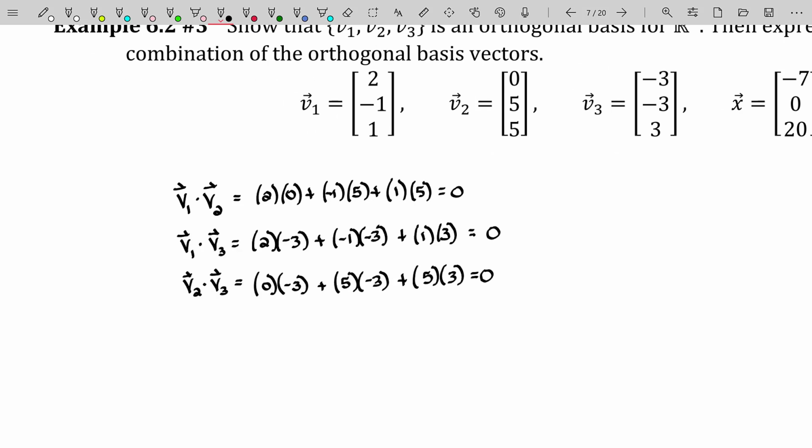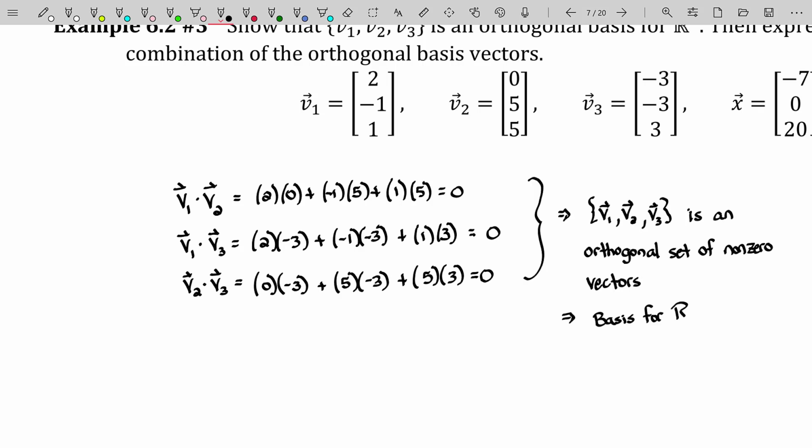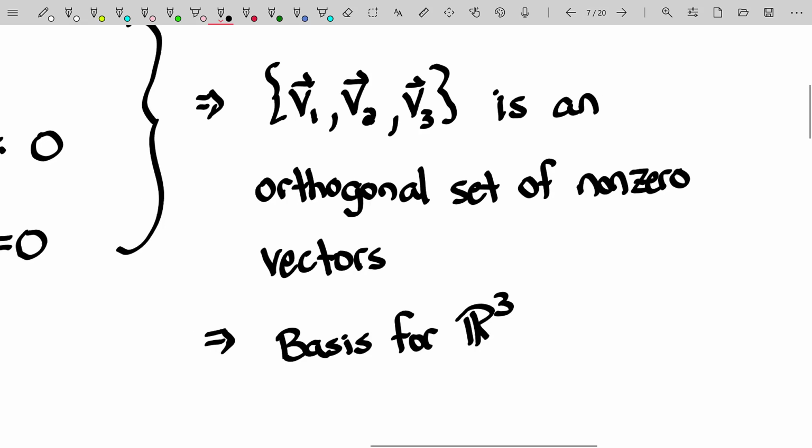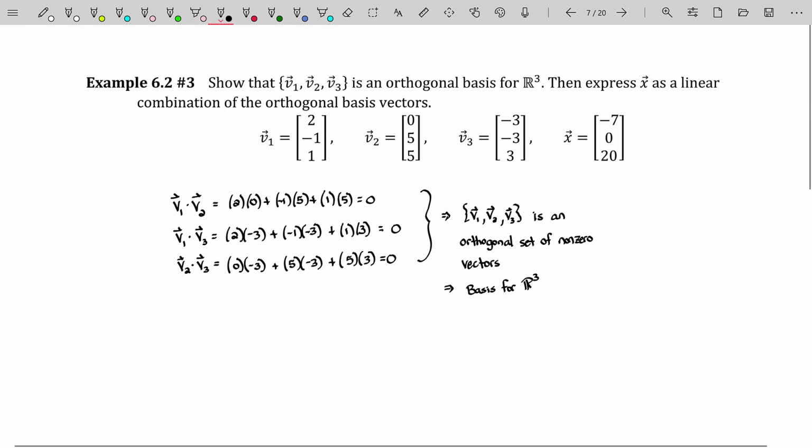All right, so we've shown that v1, v2, and v3 form an orthogonal set, therefore they form a basis for R cubed. And I was somewhat rigorous there. So we have that set of vectors v1, v2, v3. They form an orthogonal set of non-zero vectors, which implies they form a basis for R cubed. Now let's see what the second part of this asks us to do.